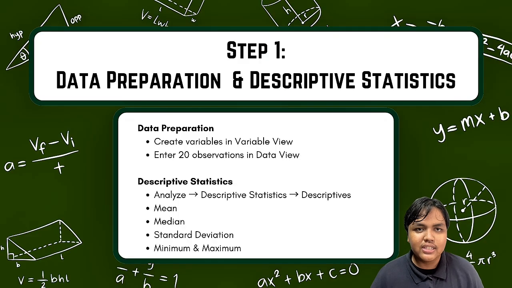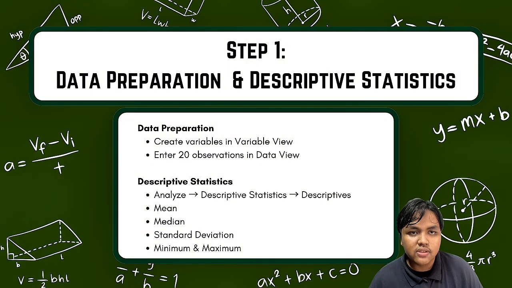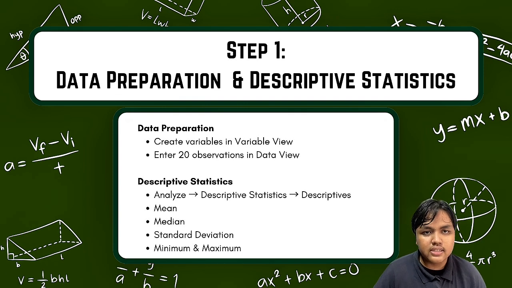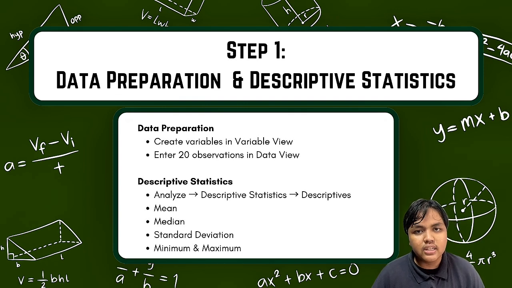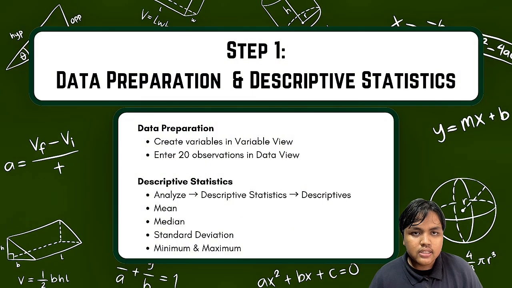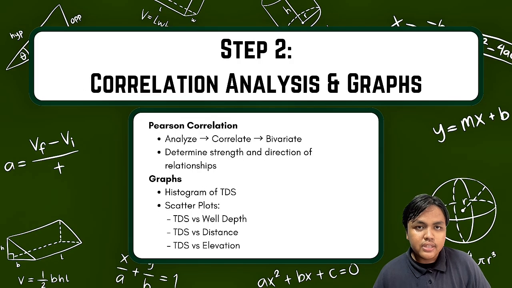Alright, let's move to this step first. We created the variables in variable view and entered the dataset consisting of 20 observations into data view. Next, descriptive statistics were generated to obtain the median, mean, standard deviation, minimum value, and maximum value for each variable. After that, Pearson correlation analysis was conducted to examine the relationship between variables.